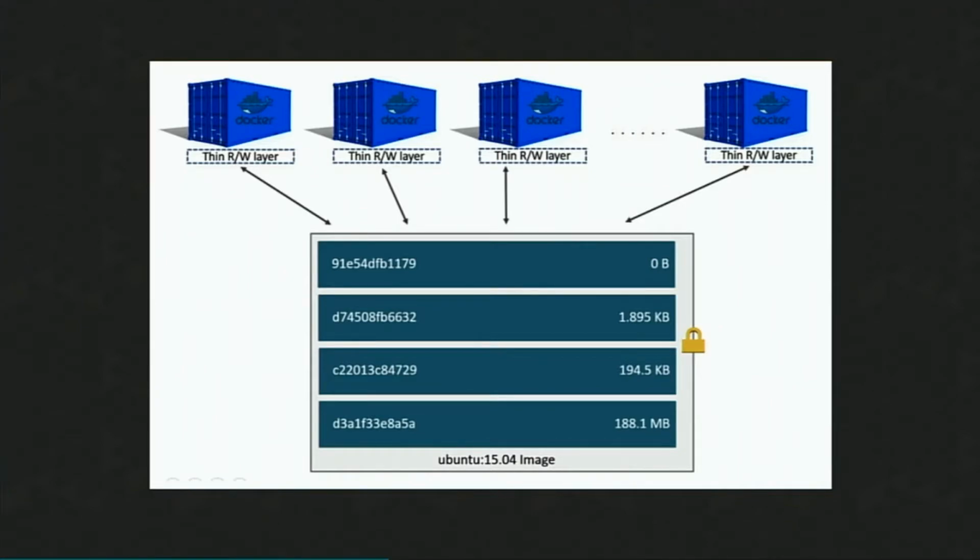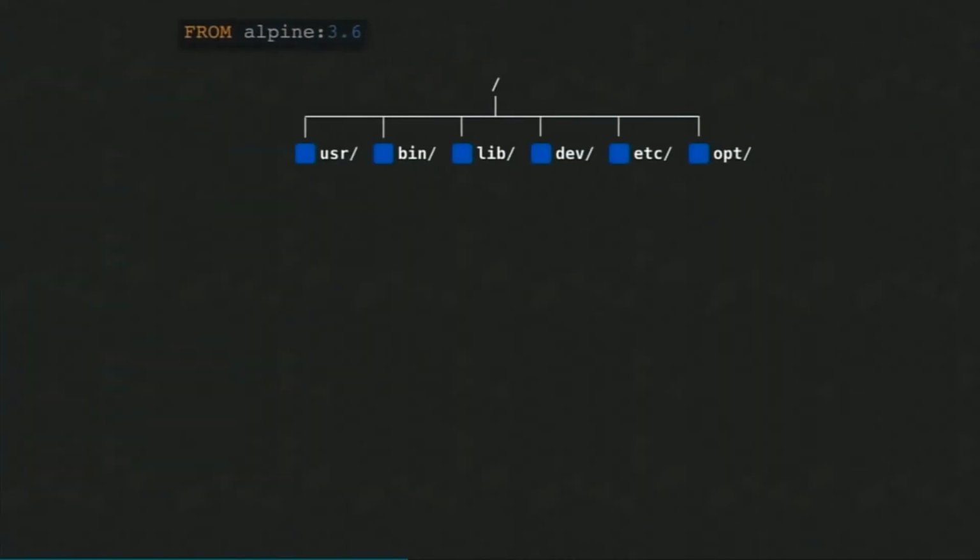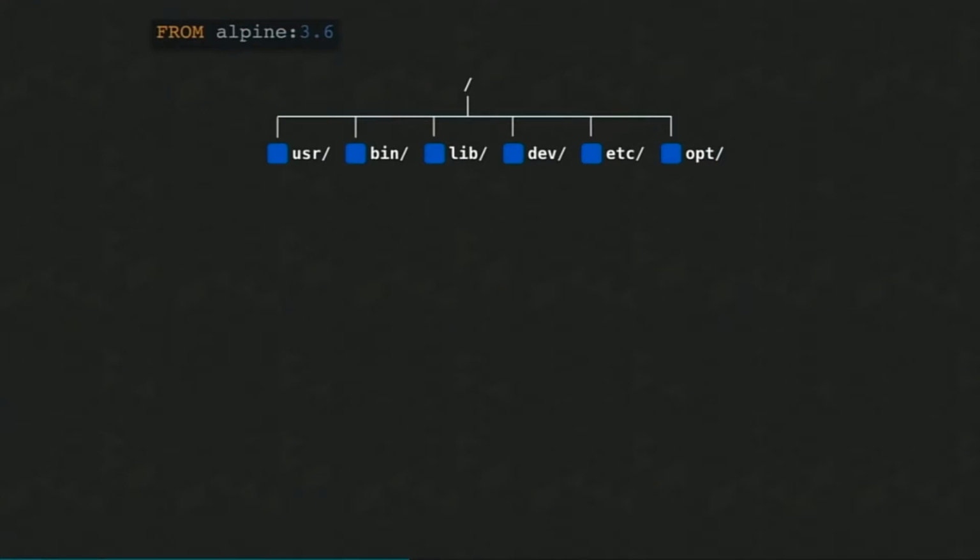Now, in case this idea of image layers is a little confusing, I want to step through a quick illustration of what this looks like. So from the Dockerfile example, if I'm starting off with an Alpine image, my file system might look like this.